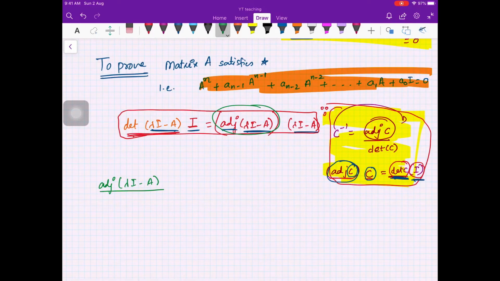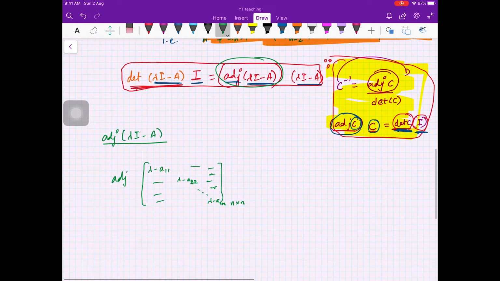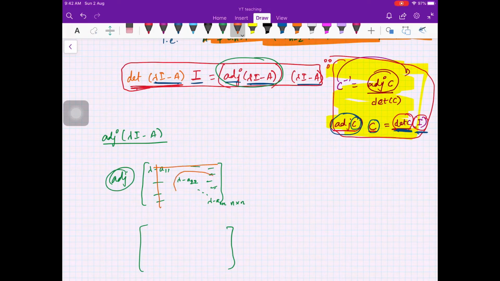So you see, suppose A is an n cross n matrix. So this is lambda minus A11, lambda minus A22, and so on, lambda minus Ann, and other entries here. Now you know that when you compute the adjoint matrix, for the first element you will leave this row and this column, and then you will find the determinant of the smaller matrix, that is an n minus 1 cross n minus 1 matrix.